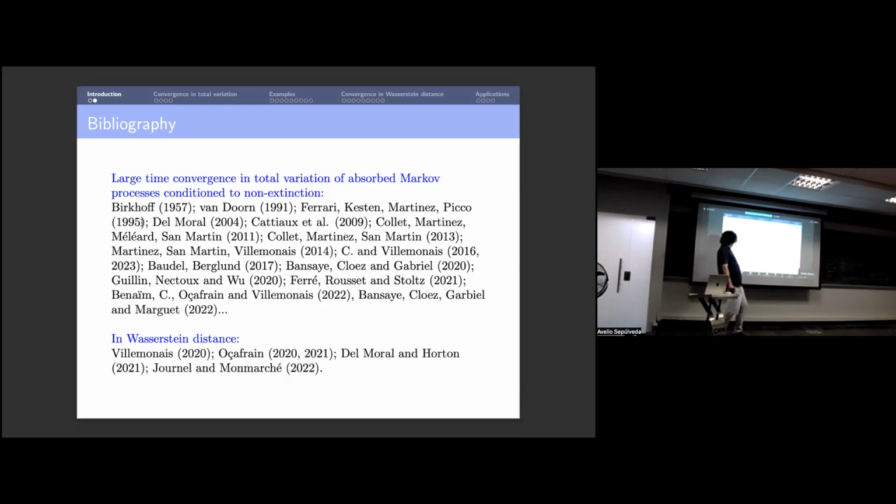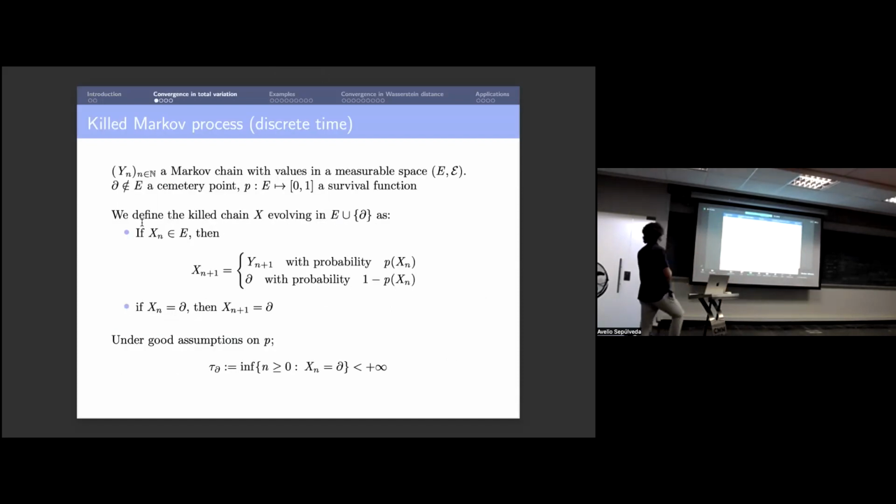And then on the same idea, you have this recent paper of Lucas Journel and Pierre Montmarché. And another point of view is the one of Pierre Del Moral, and there's this work with Emma Horton that is also dealing with Wasserstein distance. And William Ostafrin also. Okay. So let me just skip all that.